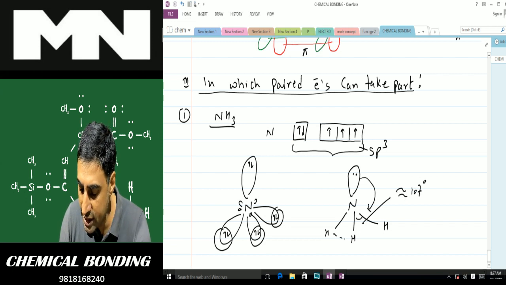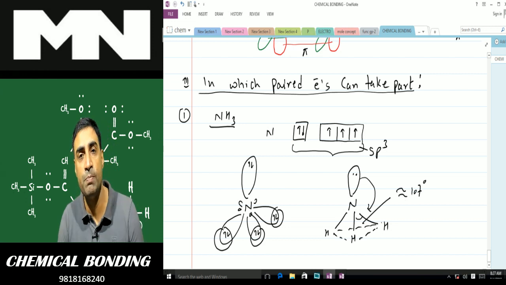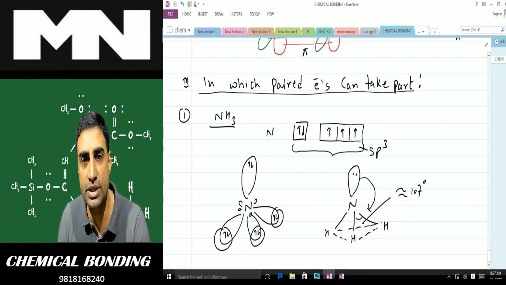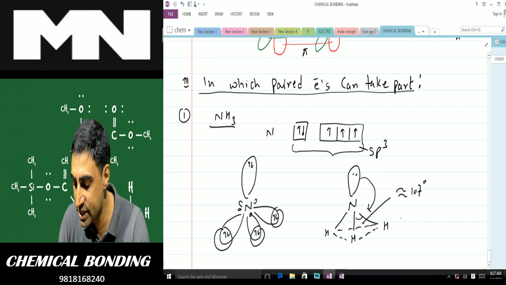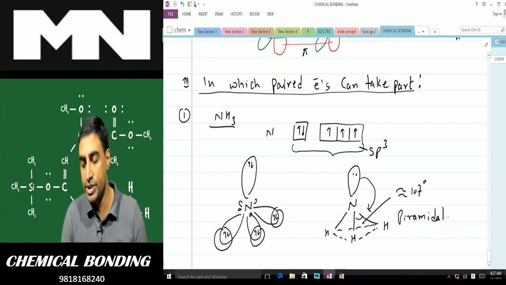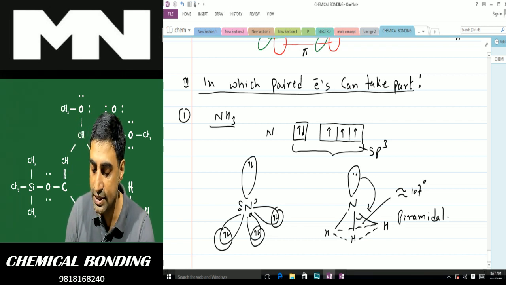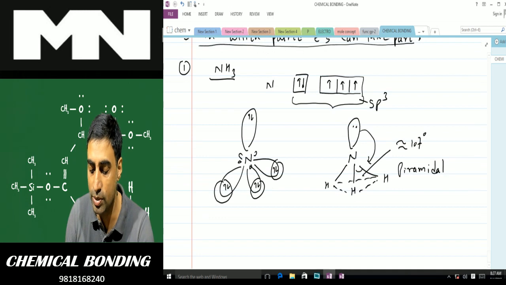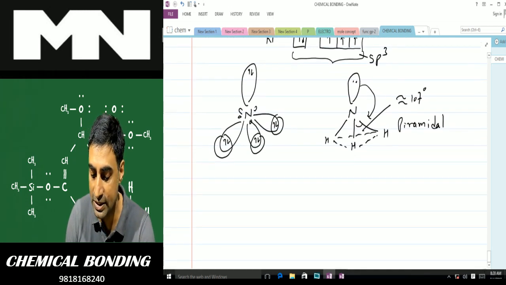If you combine these hydrogen atoms, you will see a shape that is pyramidal, because a lone pair is never considered in shape. That's why we can say that the symmetry is pyramidal. So ammonia has a pyramidal symmetry with a lone pair of electrons on the nitrogen atom, and the bond angle is lesser than the normal tetrahedral angle of 109 degrees.